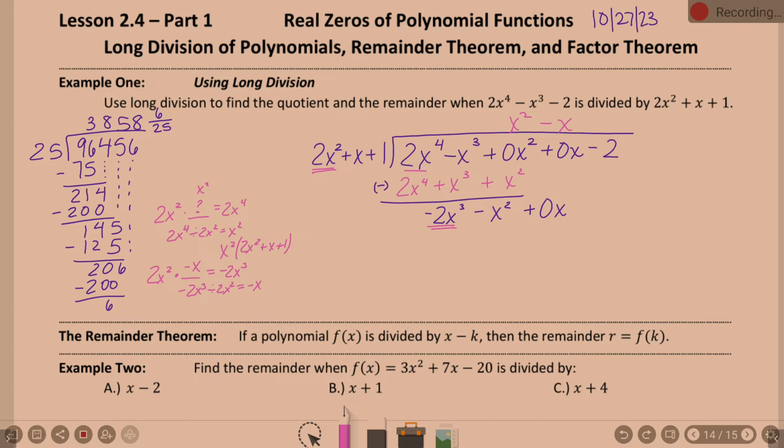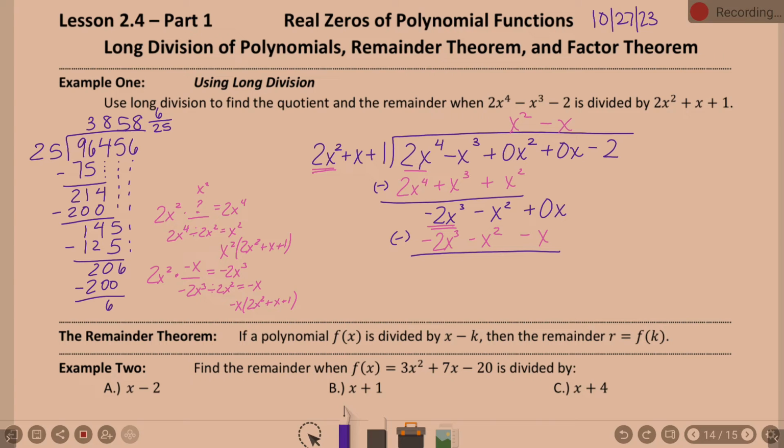Multiply. Negative x times 2x squared is negative 2x cubed. Negative x times x is minus x squared. Negative x times 1 is minus x. Okay, now we're going to subtract. Negative 2x cubed minus negative 2x cubed. They cancel, right? Negative x squared minus negative x squared cancel. It wasn't part of the plan, but they canceled.